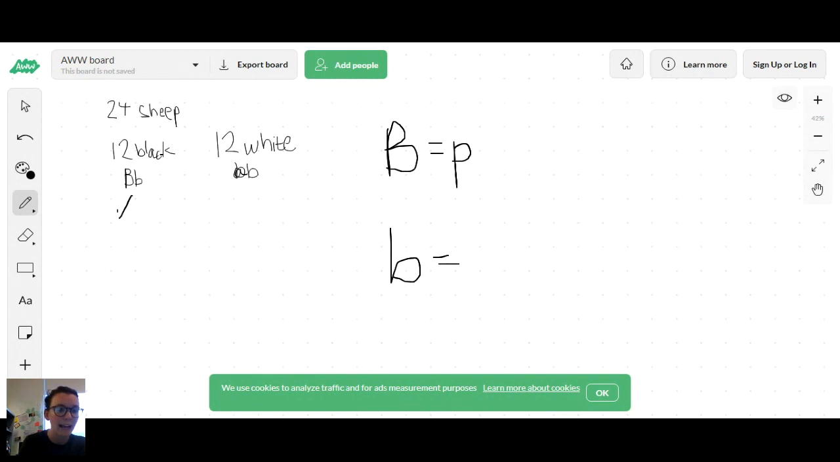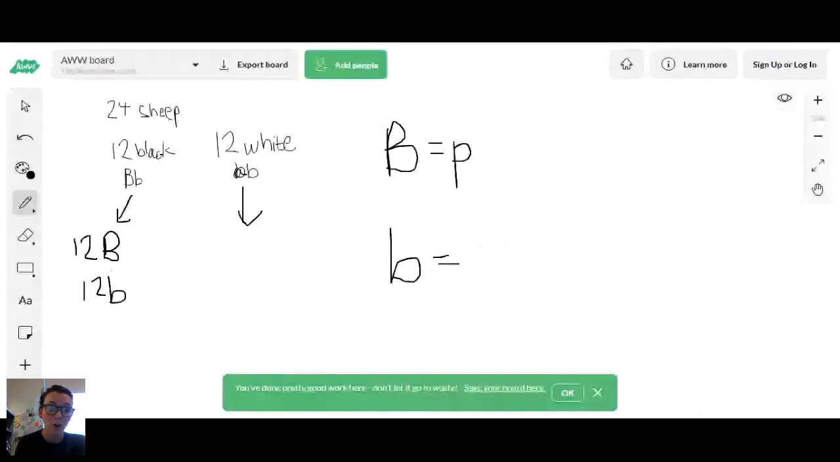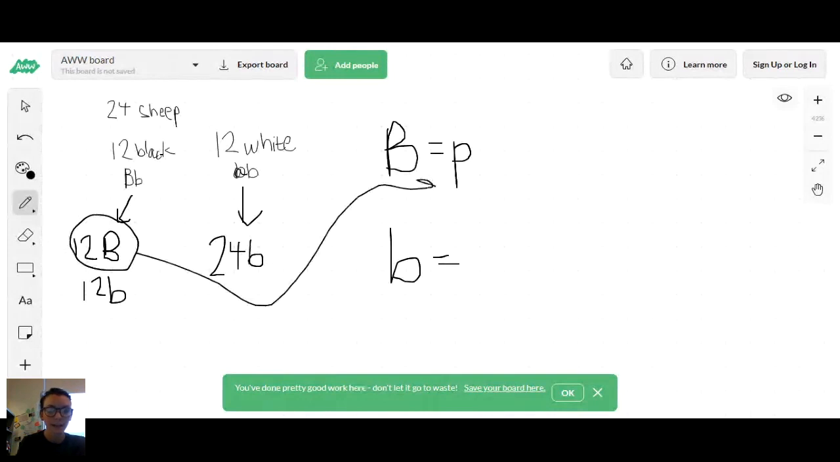Okay, so our 12 black sheep, they're going to have 12 big B's, right? Because they each have 1 big B, and they're going to have 12 little b's, okay? Our 12 white sheep are going to have 2 times 12, or 24 little b's. Because remember, they have 2 versions of each, but theirs just all happen to be little b's, okay? So my 12 big B's, I can write up here.